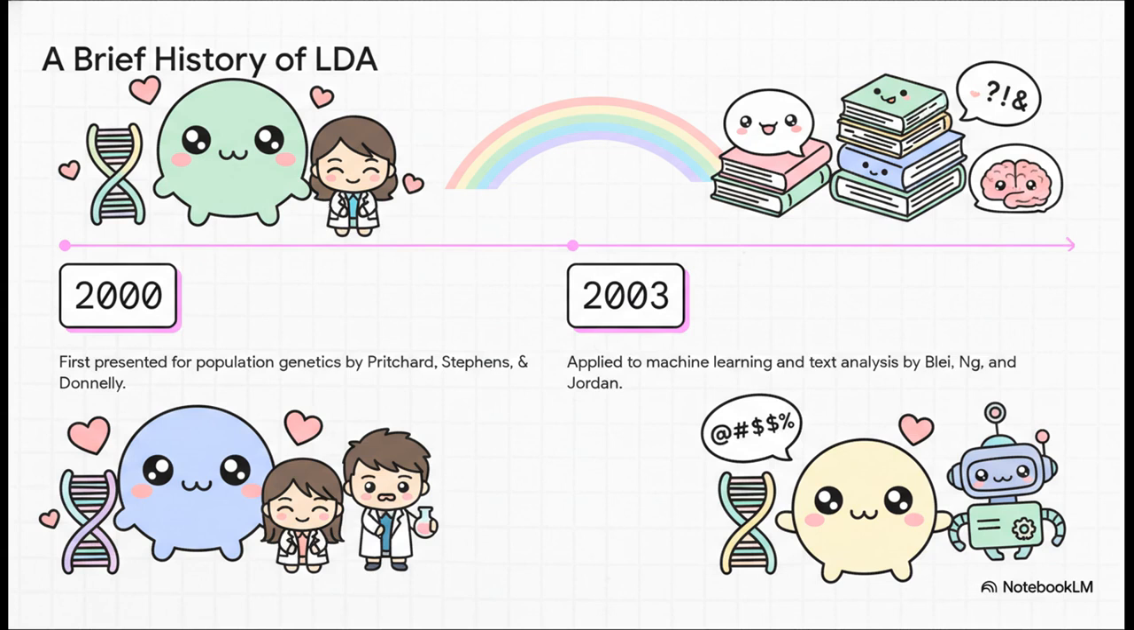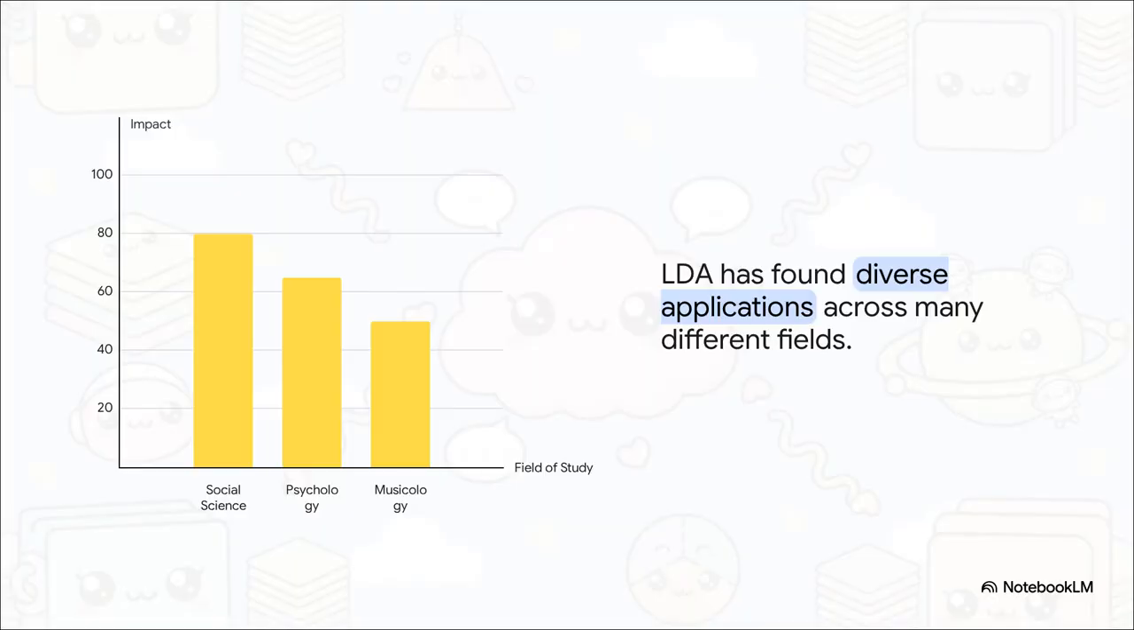LDA was not invented for text at all. It first showed up back in 2000 to solve a problem in, of all things, population genetics. It was used to find hidden structures in the genes of different groups. It took 3 more years for some brilliant computer scientists to look at that and go, wait a minute, we could use that exact same idea to find hidden topics in documents. What a leap! And from there, it just took off.